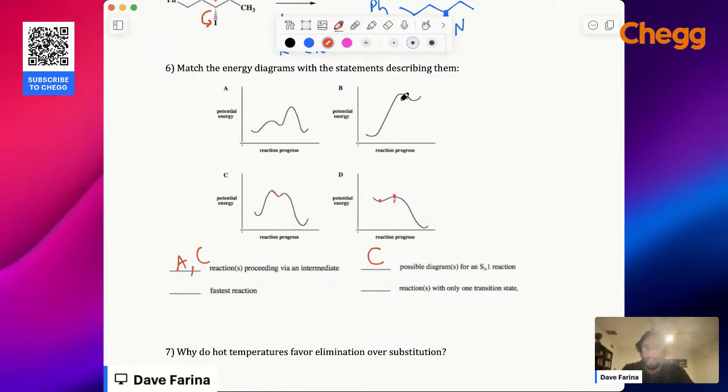Whereas this is a huge activation energy over here. This is a very slow reaction, because think how much energy you have to use to roll the ball up there. It's going to take forever. So that will be a very slow reaction. This one will be very fast. D is the fastest reaction.